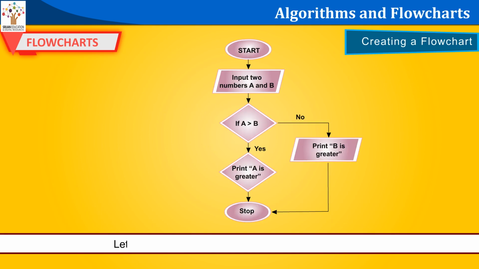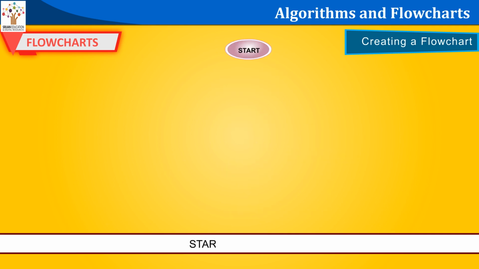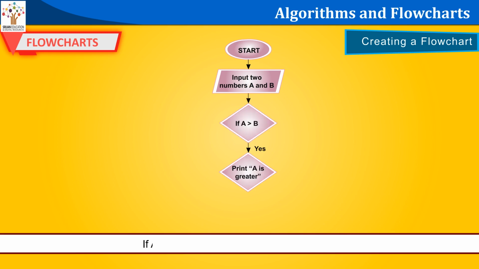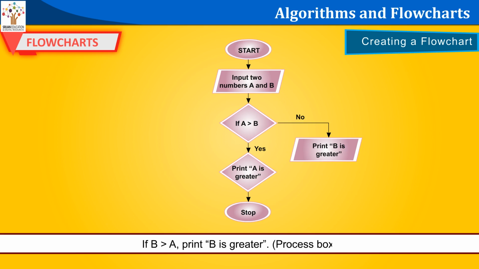Creating a flowchart. Let us create a flowchart for example 2 given earlier. Finding the larger of two given numbers. Start, terminal box. Read the two numbers A and B, input or output box. Compare the two numbers, decision box. If A greater than B, print A is greater, process box. Go to step 7 to stop. If B greater than A, print B is greater, process box. Stop, terminal box. The flowchart will look as shown on the right.